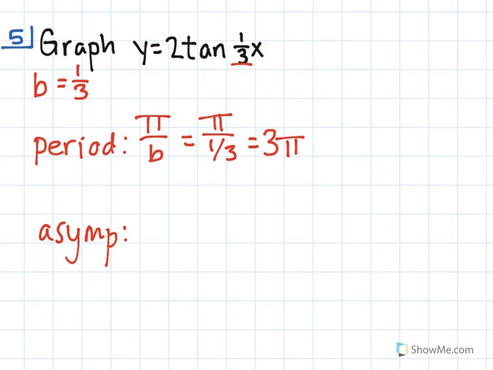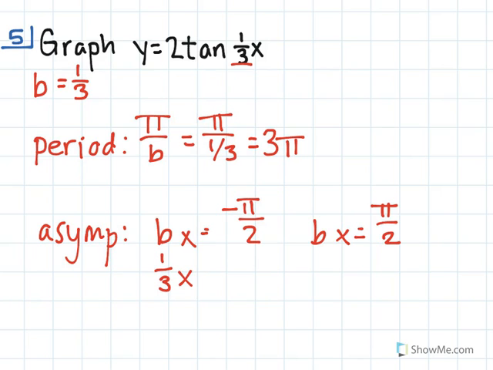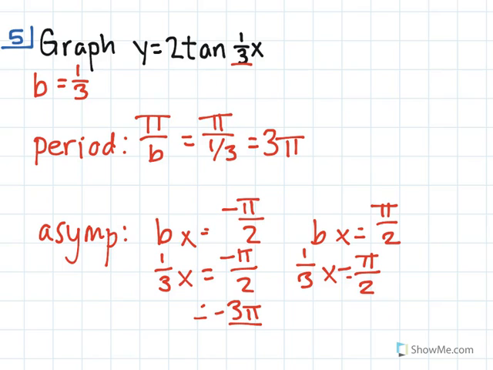We're going to have asymptotes at bx equals negative pi over 2 and bx equals pi over 2. So we can plug in our 1/3 for b, and we find that this graph is going to have asymptotes at negative 3 pi over 2 and positive 3 pi over 2.